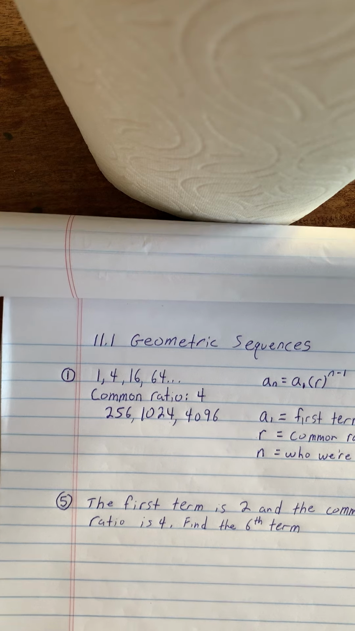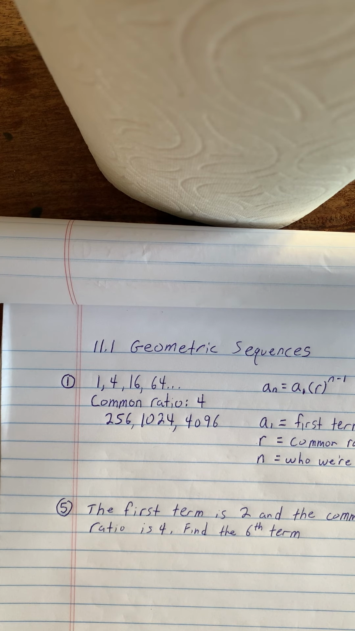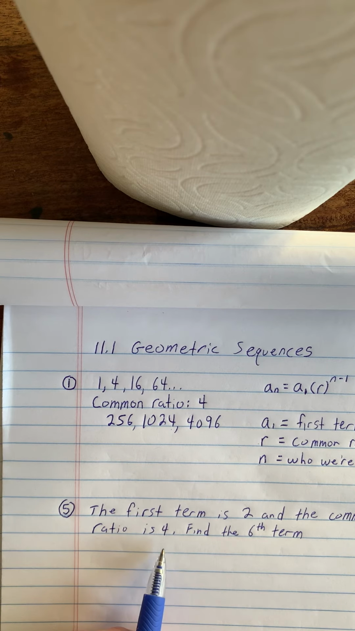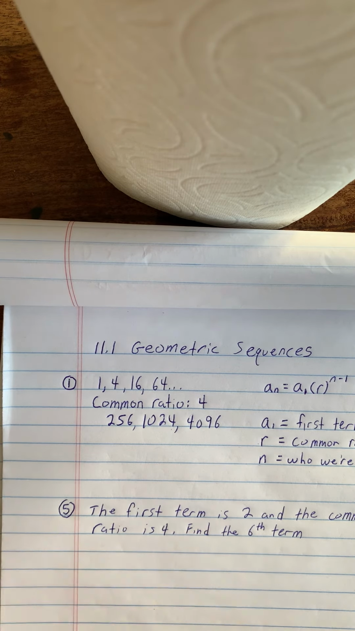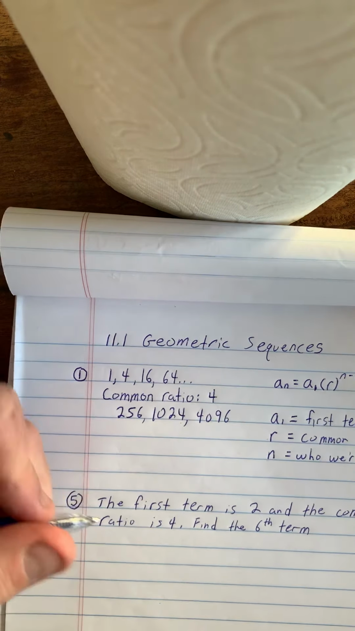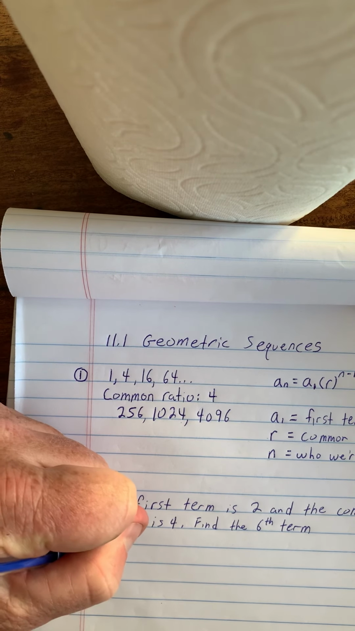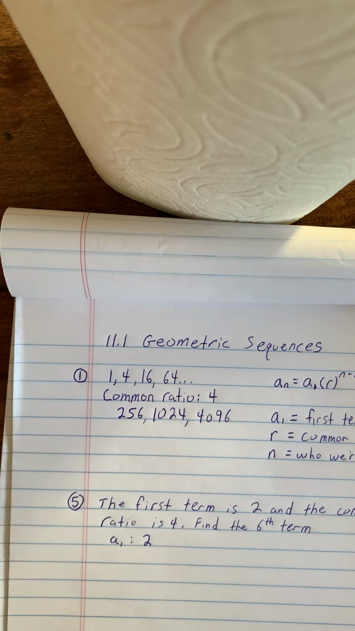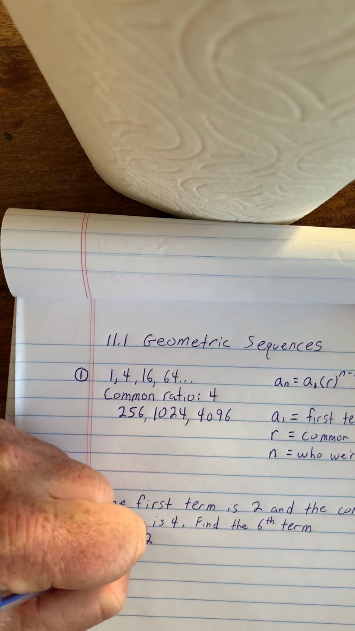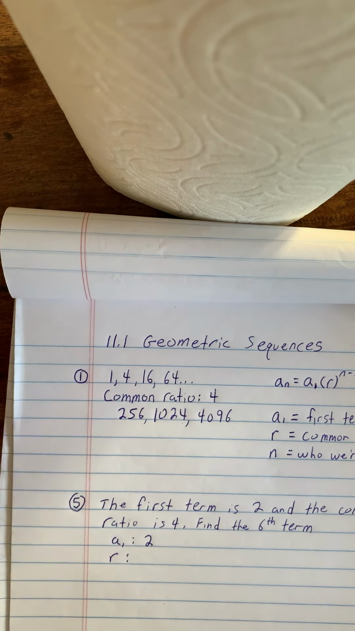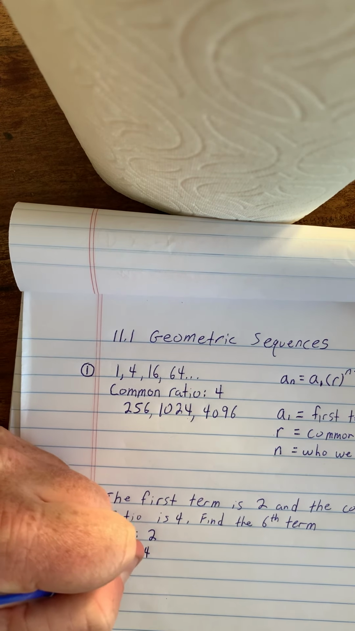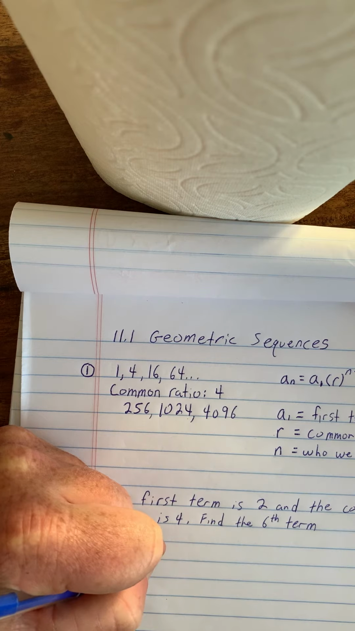Let's jump down to number 5, where it gives you a sentence. It says the first term is 2, the common ratio is 4, and find the 6th term. Let's pull out the info we need. We're talking A1. In this case, it's 2, the first term. We're talking the common ratio, in this case, 4, given. And now let's solve for the nth term, which is 6.